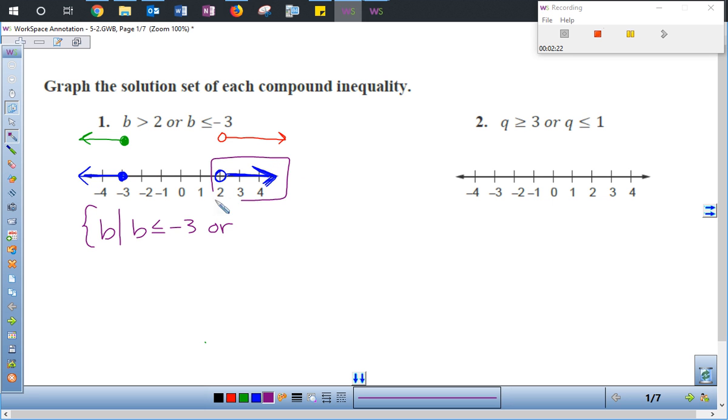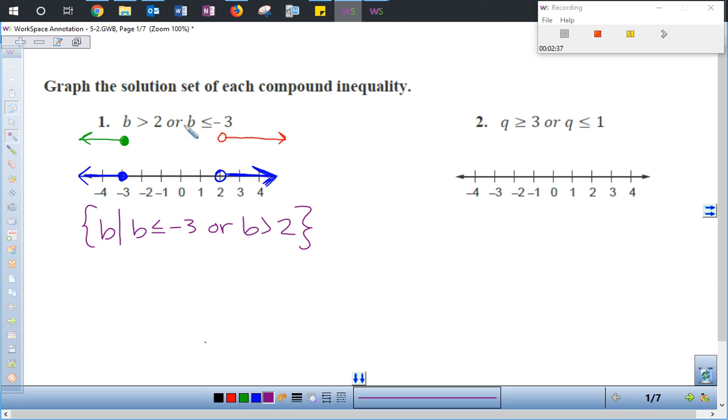Then I have to describe this right graph over here with an open dot on 2 and an arrow going to the right. So b is greater than 2. So that means if you pick any number over here or any number over here, it would make this a true statement. You can have one or the other.